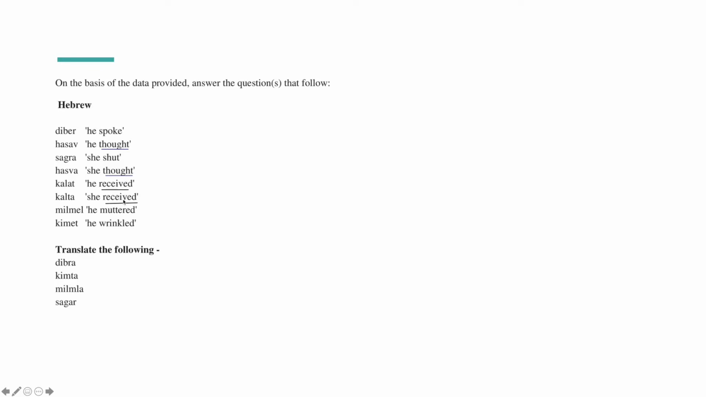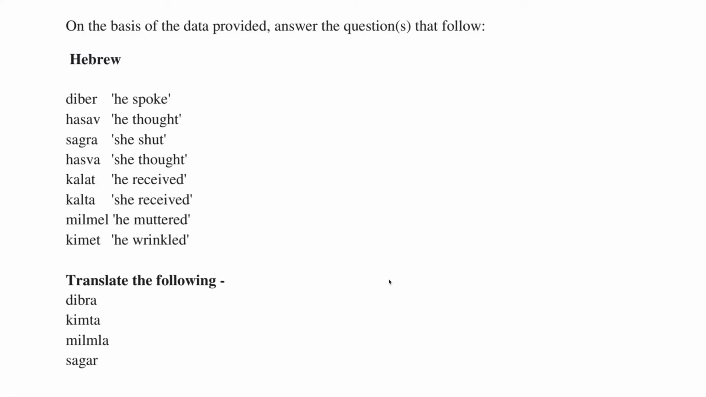Okay, great. So what was your first step in solving this problem? This is Anshi. Can I try? Sure, go ahead. Either half of them end with A, and all of those are female. So I figured when it ends with A, it's the female form of that verb, and when it ends with a consonant, it's the male form. That's perfectly correct.